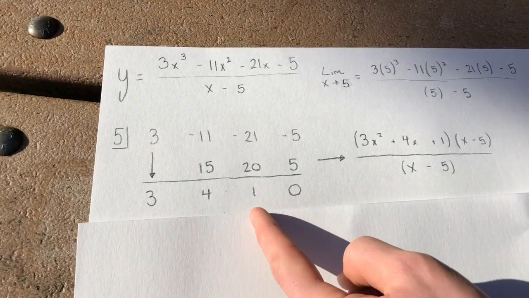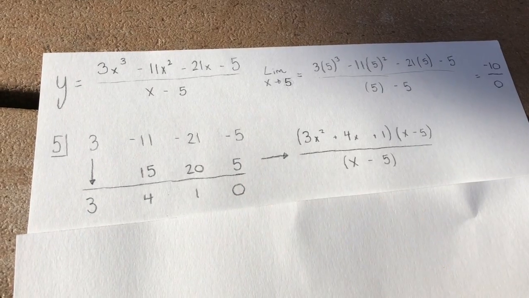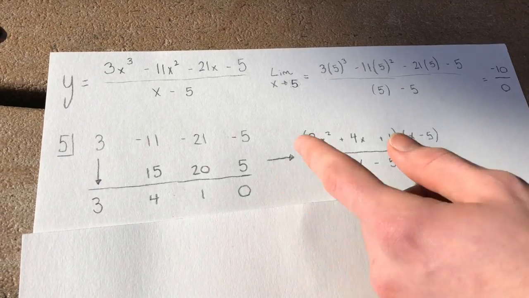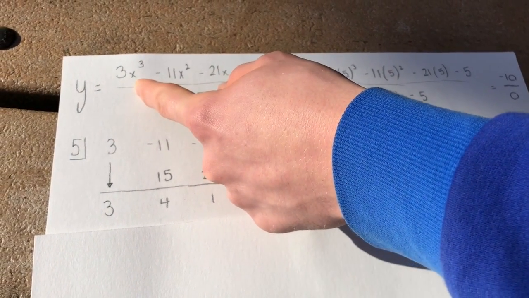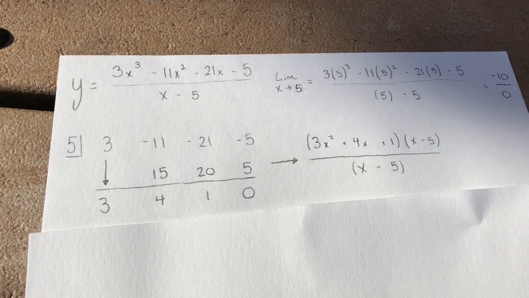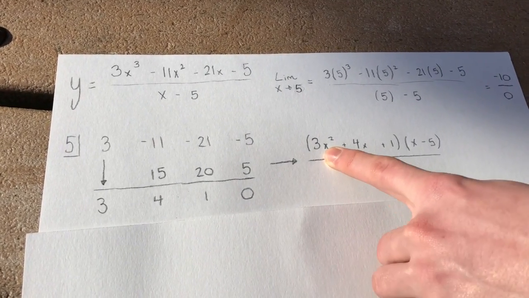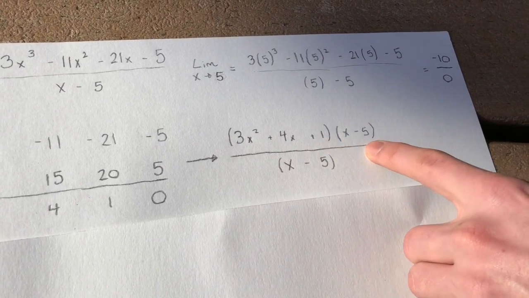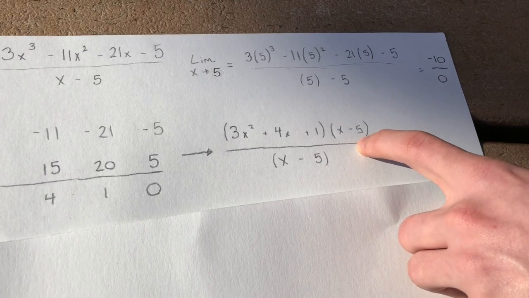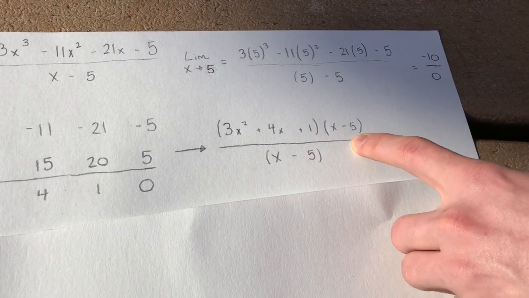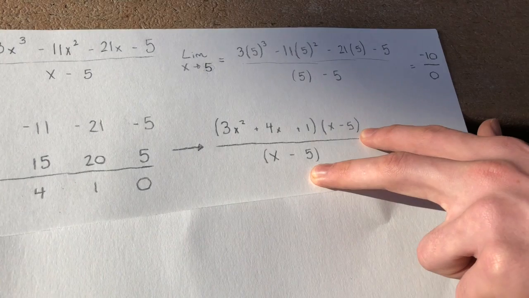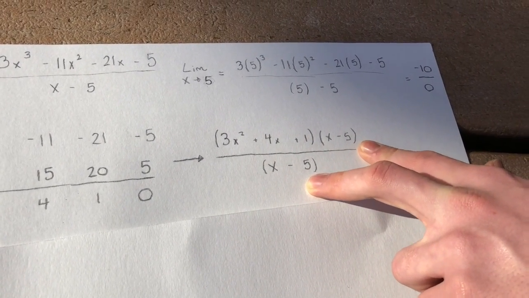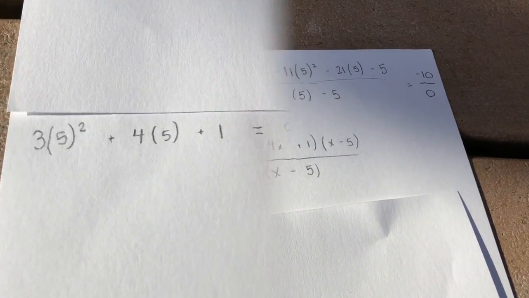And then you take these numbers right here, all 4 of them actually, and you're going to plug them into a new equation. So you're just going to take the degree down by 1. So this is going to turn into 3x squared plus 4x plus 1. And then you have to put the factor that you divided it by in the equation as well. But now these can cancel out, and we can plug in a number to get a new number for the limit.